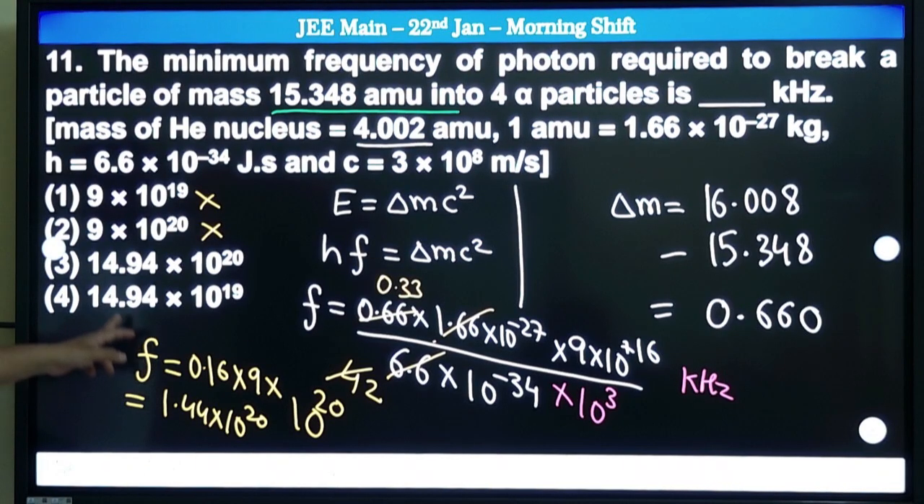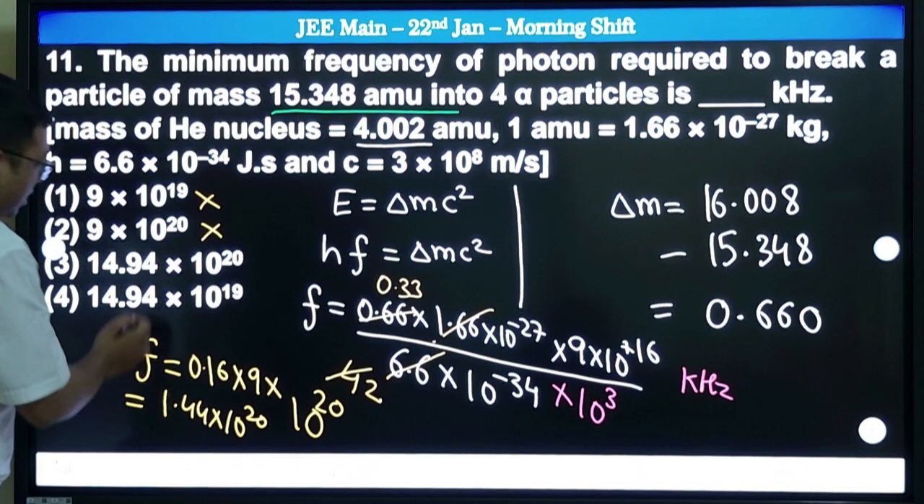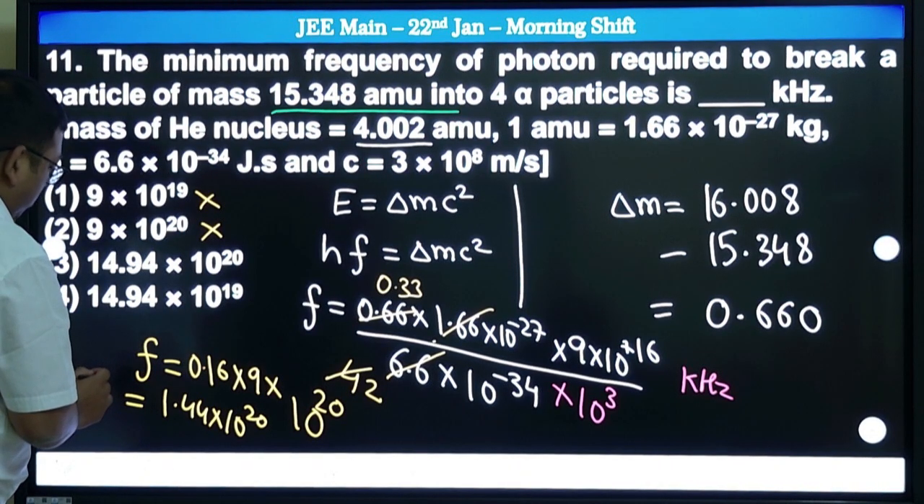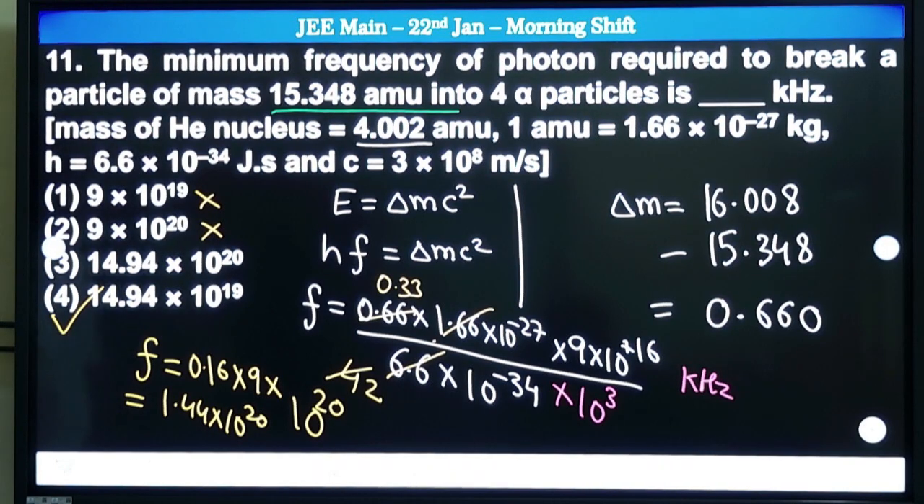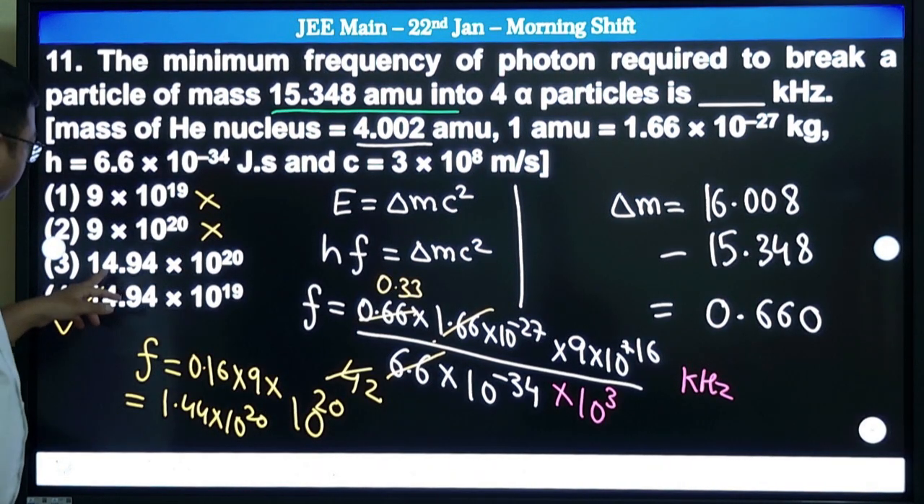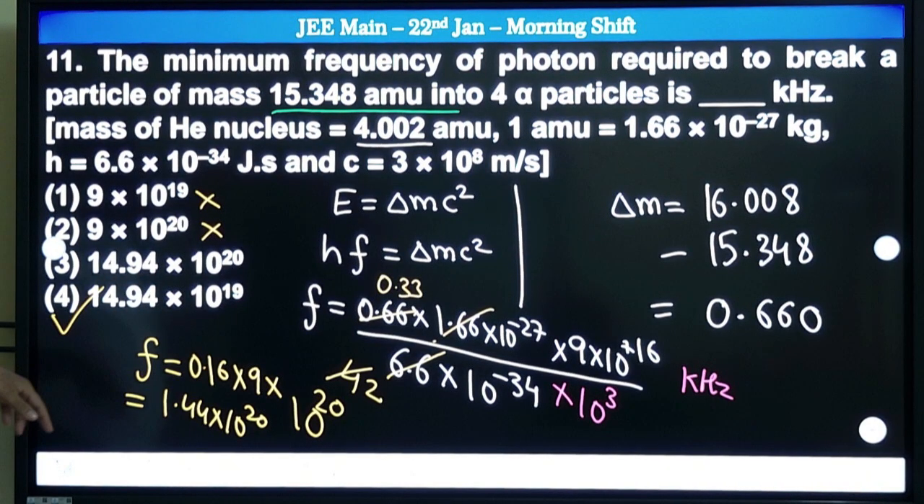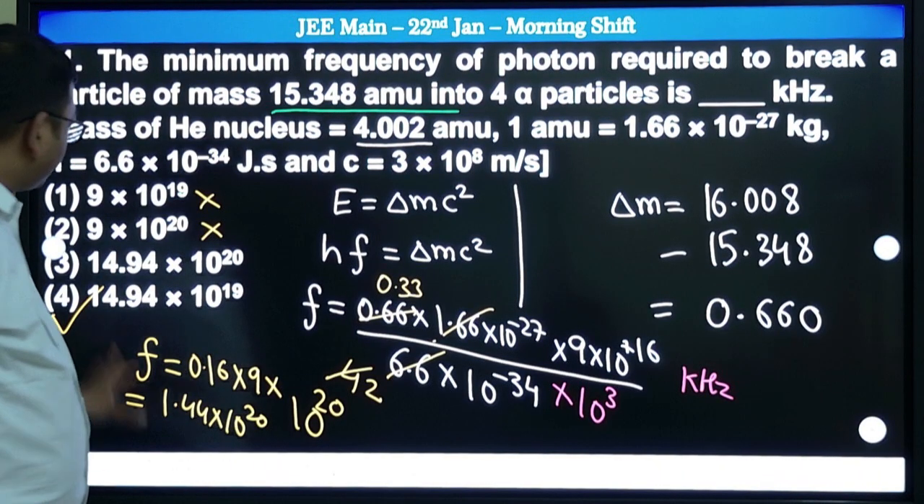So that means what? That means which answer can be correct? 10 to the power 20, you cannot take this one. So can we go with this one? Correct, right? I hope this is clear, right? Because 10 to the power 20 will come, 1.44 will come. So that is the correct answer.